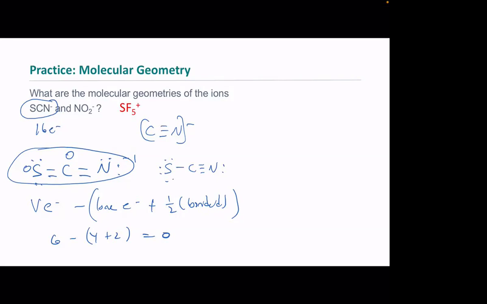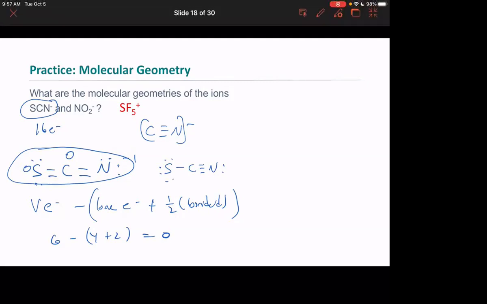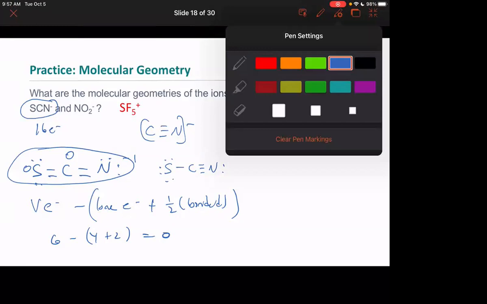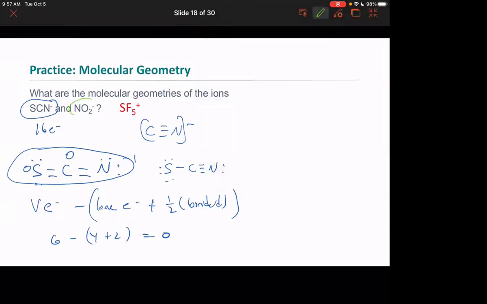All right. So is there any more questions about SCN negative? Okay, let's do NO2 minus. I just realized we have 3 there because we got the SF5 plus I threw in there. So we're going to do NO2 minus. How many valence electrons? 18, I came up with. 6 and 6 is 12, plus 5 is 17, plus 1 is 18. 18 electrons.